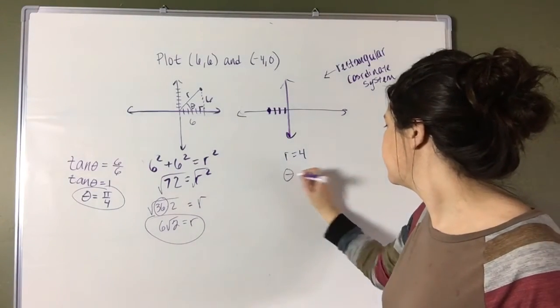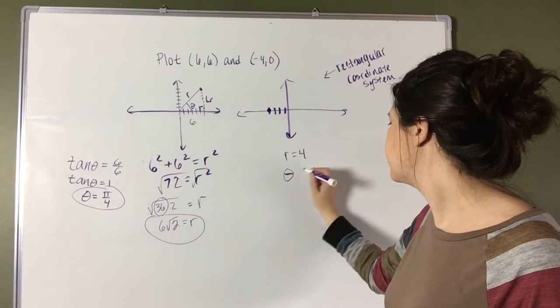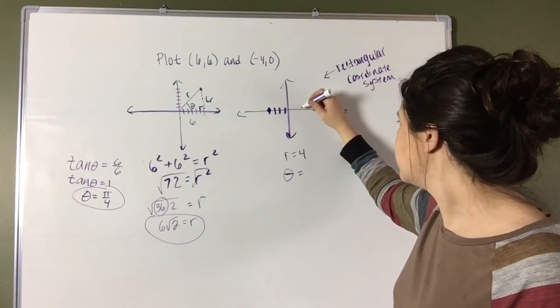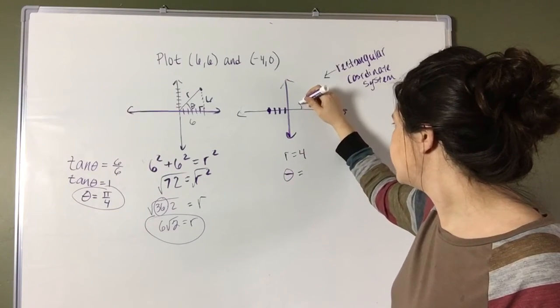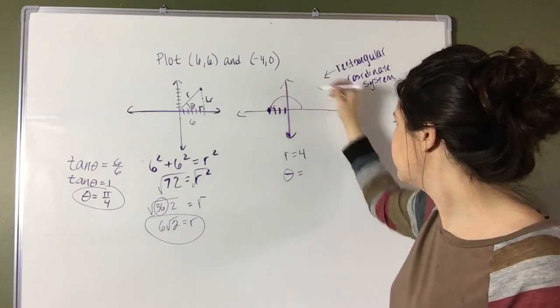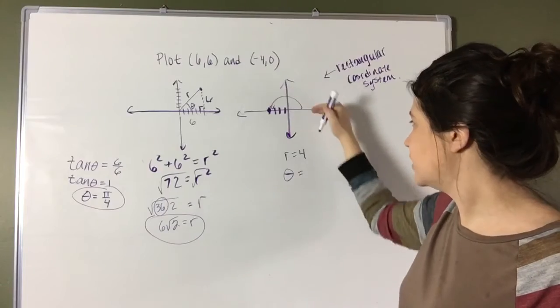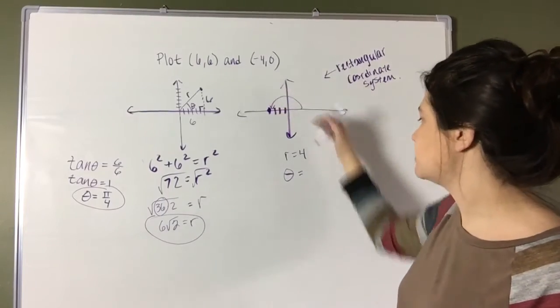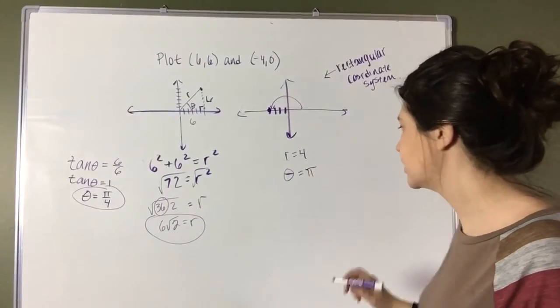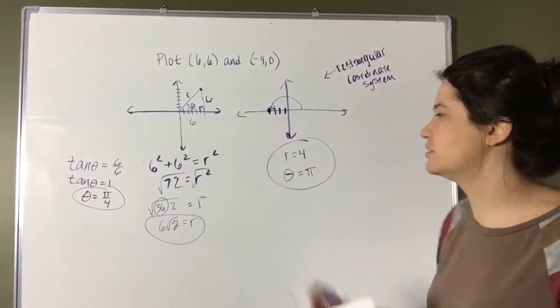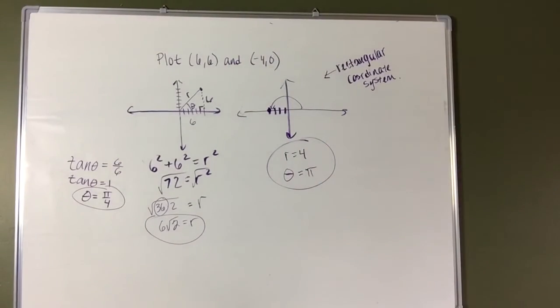Theta is going to be the angle from the positive x-axis over to our point. What angle would that be in radians? That is 180 degrees. I just said radians though. That's pi in radians. All right, so that one we could just look at and figure out without having to work it out too much.